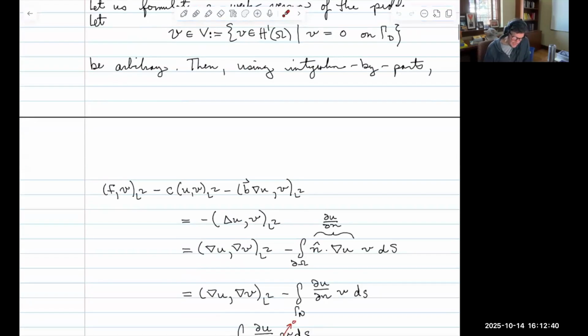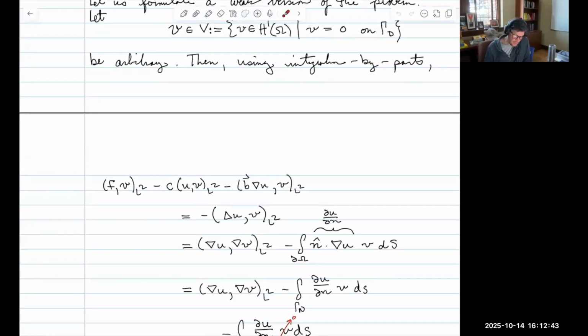In fact, you can take this as the definition, or this is the integration by parts formula that I'm using. We throw a derivative from Laplacian u onto v, so that gives me gradient u dot gradient v, L2 inner product, and then I get boundary terms. I can write it all as one boundary integral minus the integral over the boundary of n dot grad u. This is what we call du/dn. This is the outward pointing unit normal at any point on the boundary, times v integrated over the boundary.